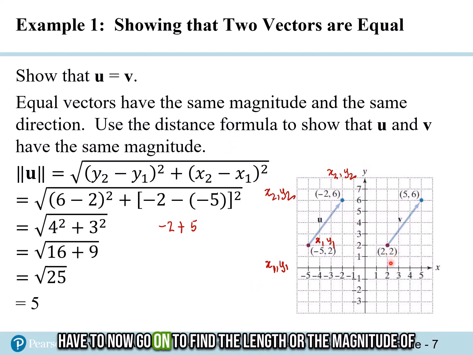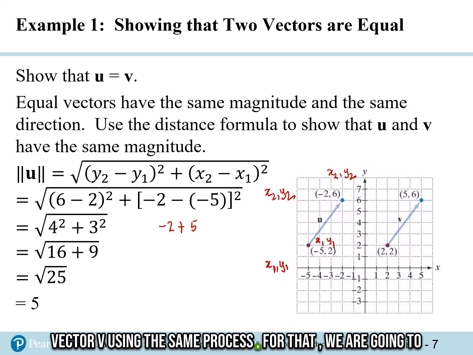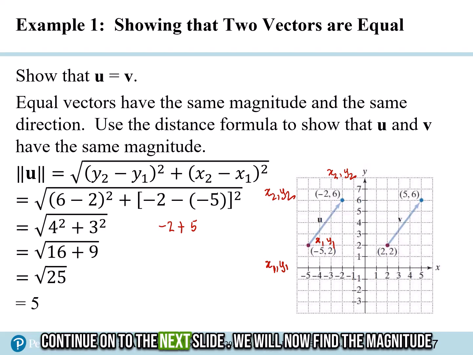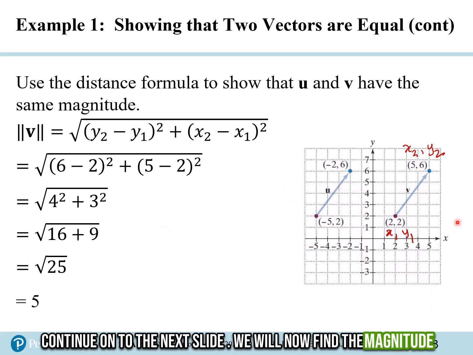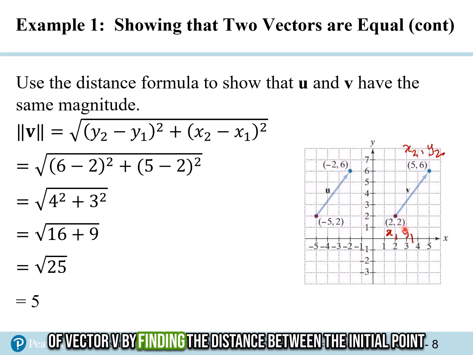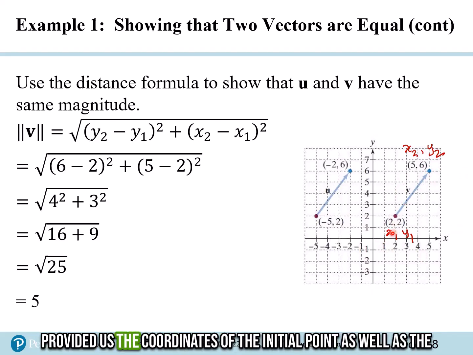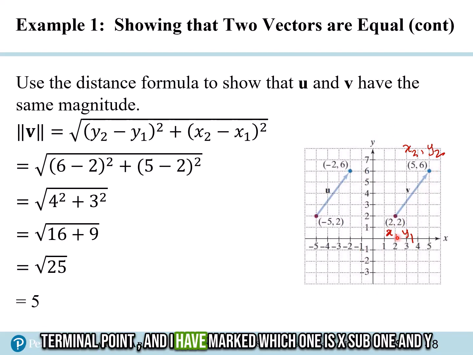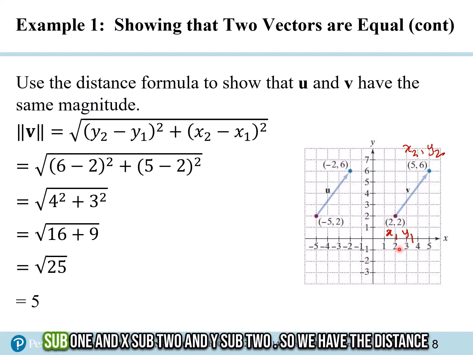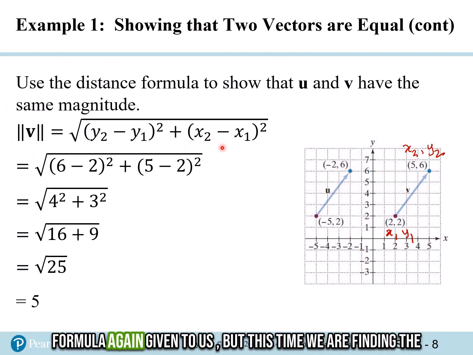We have to now go on to find the length or the magnitude of vector v using the same process. For that, we are going to continue on to the next slide. We will now find the magnitude of vector v by finding the distance between the initial point and the terminal point of this vector. They've already provided us the coordinates of the initial point as well as the terminal point, and I have marked which one is x sub 1 and y sub 1 and x sub 2 and y sub 2. So we have the distance formula again given to us, but this time we are finding the magnitude of v.